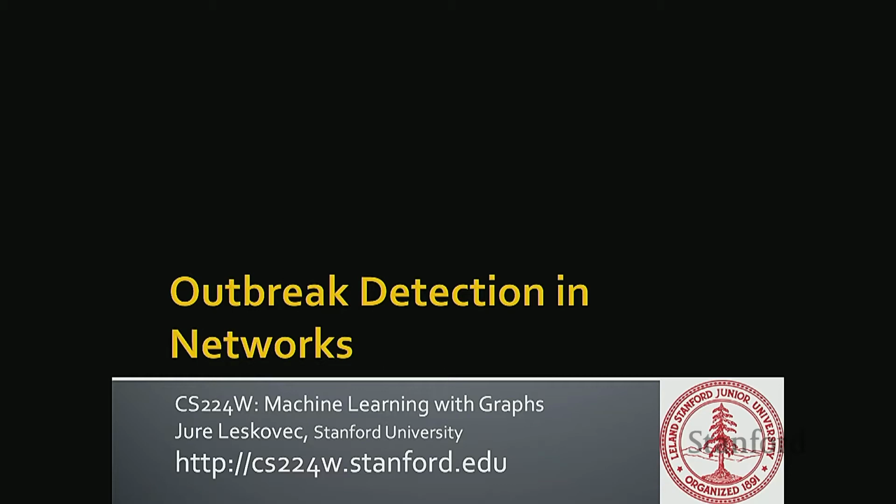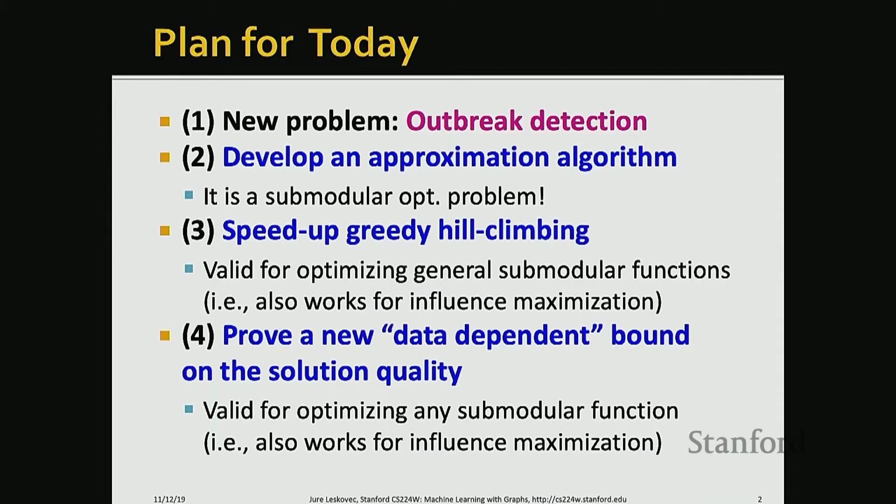But the idea will be that we will work on a different problem, which is kind of the reverse of influence maximization, which is about outbreak detection. We will define the outbreak detection problem in this lecture, and then we will develop an approximation algorithm to solve it that will be, again, a submodular optimization problem. In the last lecture, we talked about using the greedy hill climbing algorithm to identify what nodes, what cascades to select. Here we will also use the same algorithm, but we will further speed it up. And then we will prove a new bound that will tell us the quality of our solution.